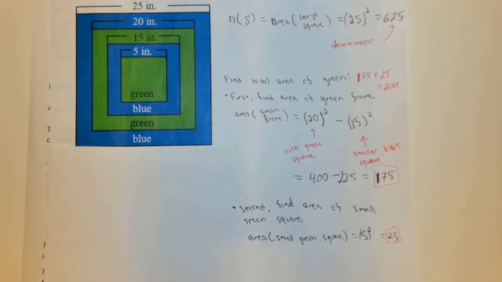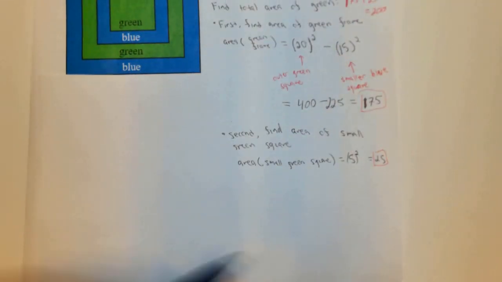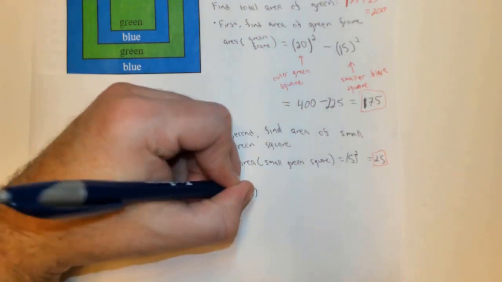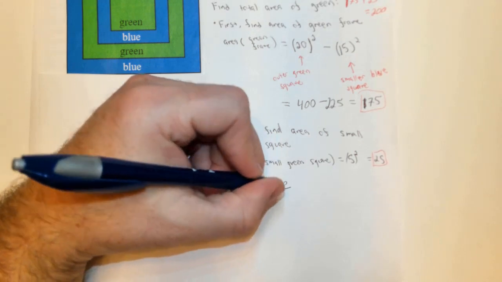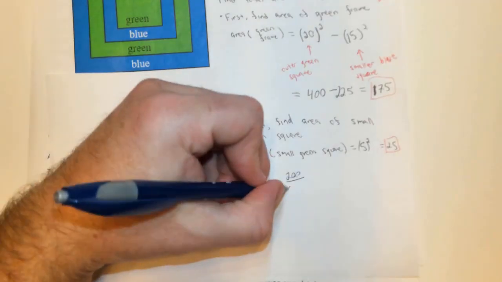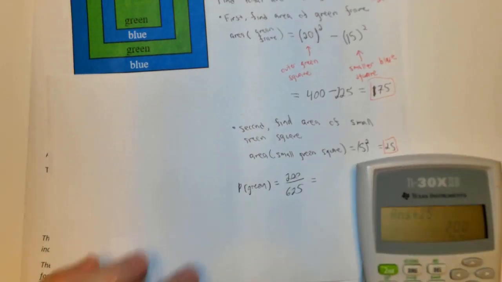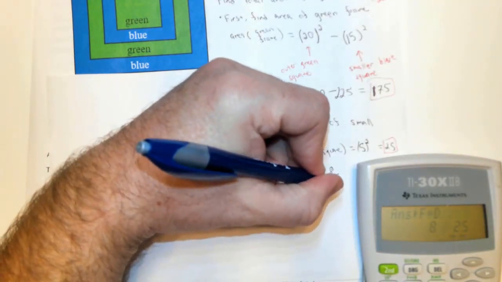So the probability of green will be 200 over 625, because the 625 was the total. So divided by 625, you get 8 over 25.